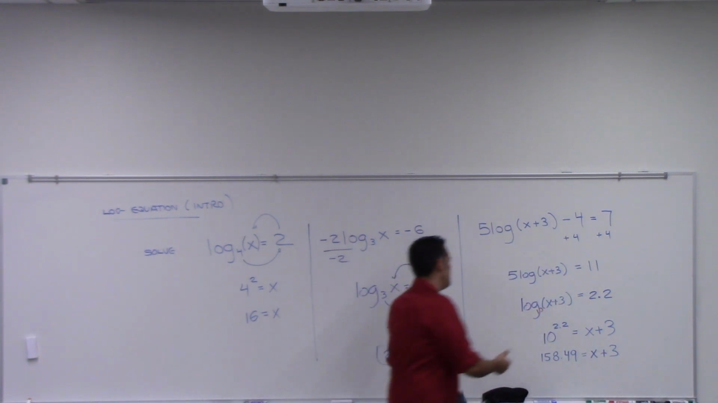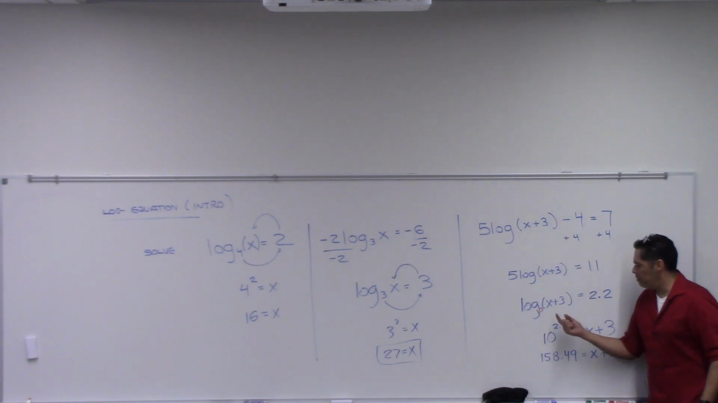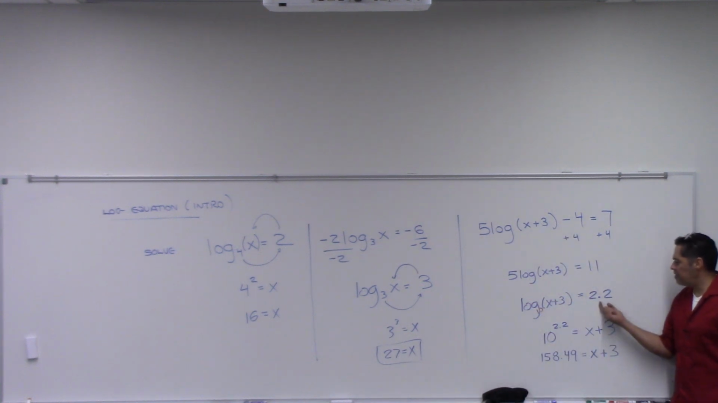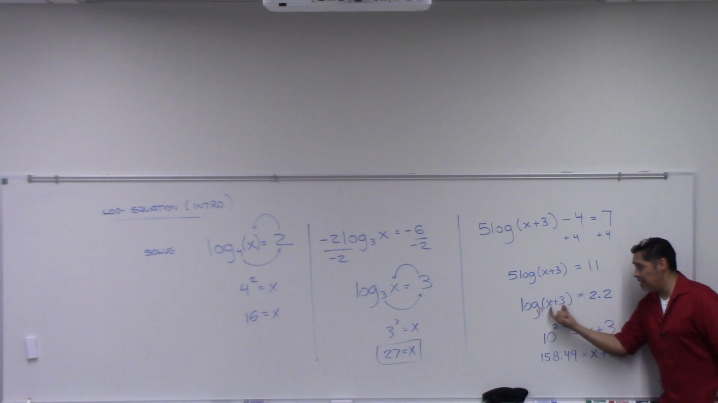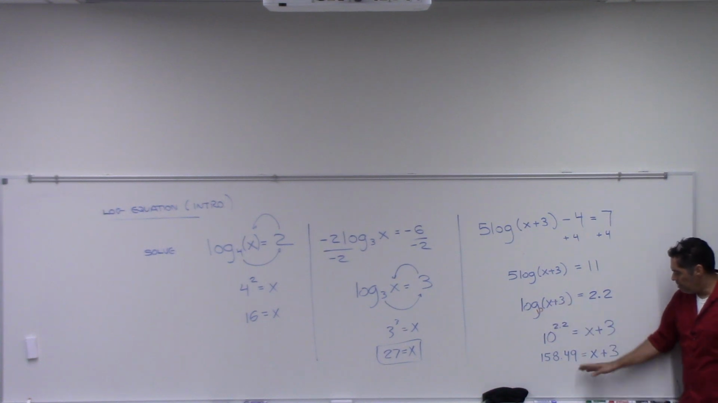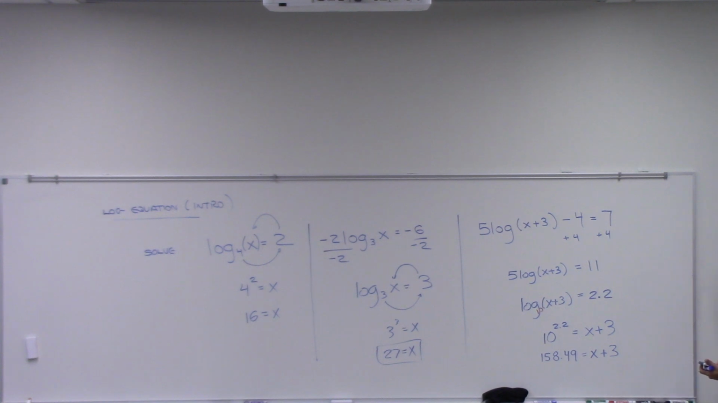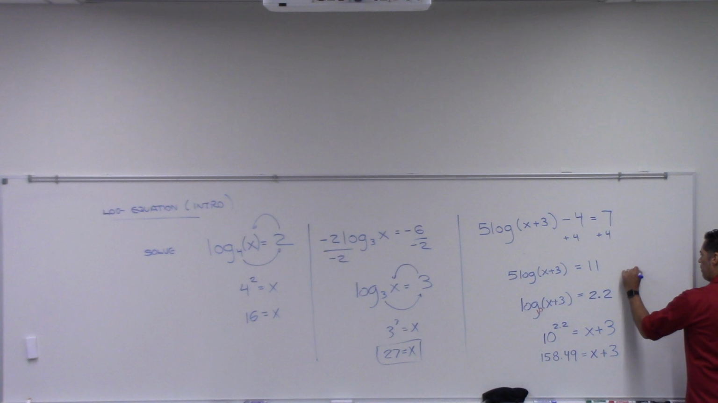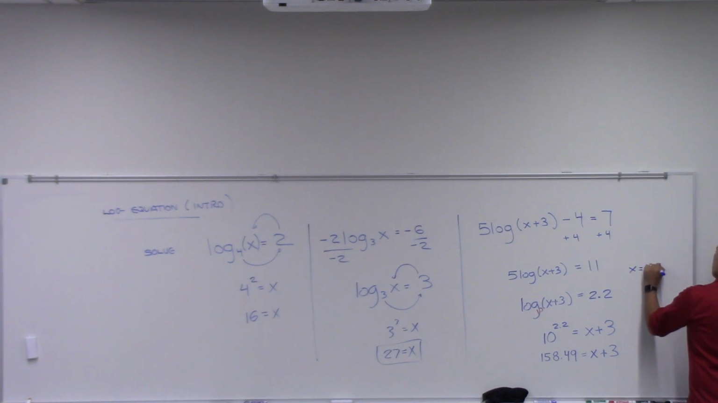Do y'all understand why this, I kind of went over it real fast. It was 10 raised to this equals everything here, right? Whatever's here goes here. Okay, so here you just subtract 3, right? So 155.49. That's your x.